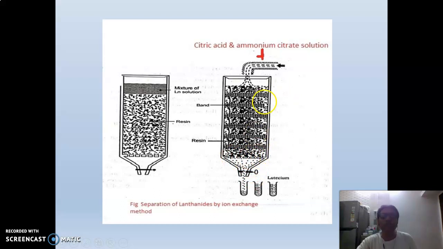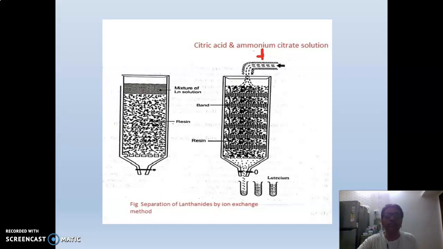So in this way individual separation of the lanthanon ions takes place here, and one by one we can collect the fraction of the lanthanon ion. Okay, so the first fraction which is collected is lutetium. The second fraction which is collected is ytterbium. The third fraction collected is thulium. So in this way the last fraction which is collected is the lanthanum tripositive ion. So these ions are separated from each other in this way.